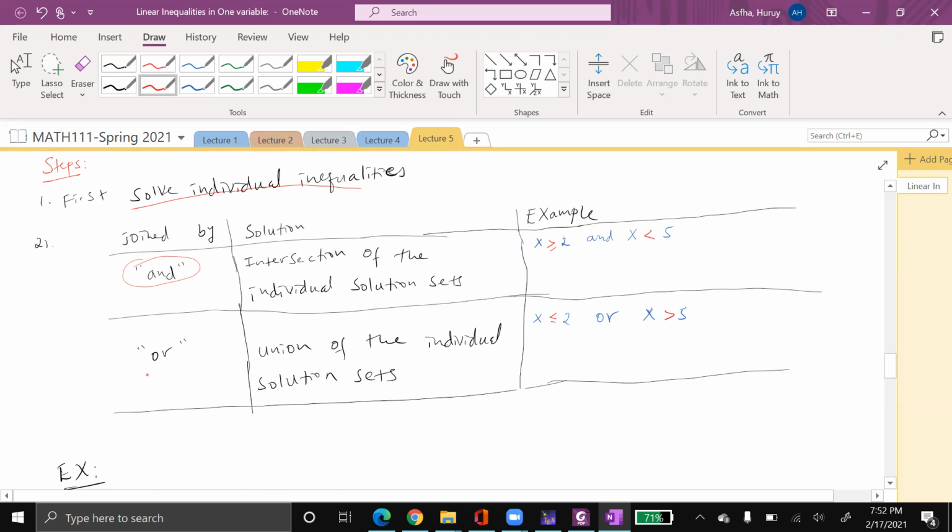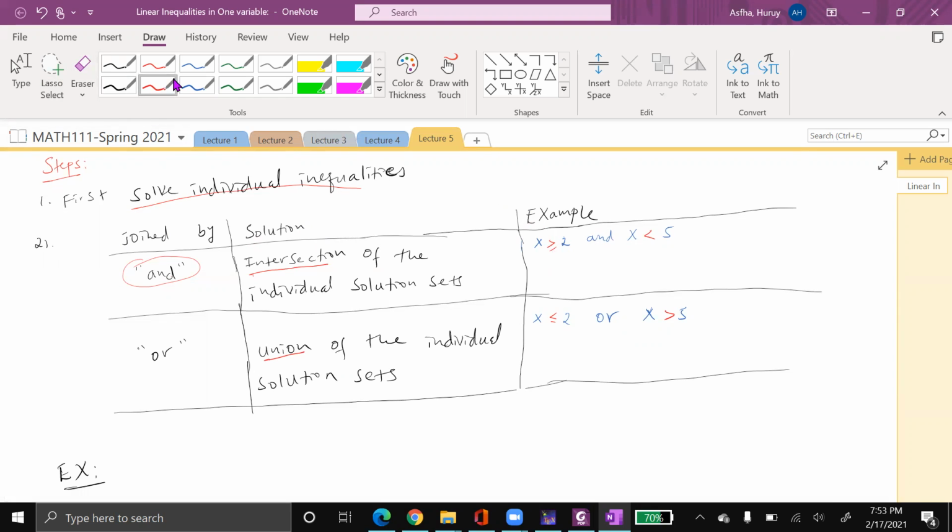If it is and, we use the intersection for the solution set. I will show you using this example. And if it is or, we use the union. So here we use the union, here we use the intersection. Now, a simple example: we have the same numbers but different inequalities. Here I have x greater than or equal to 2, and here I have x less than 5, and they are both connected by and.